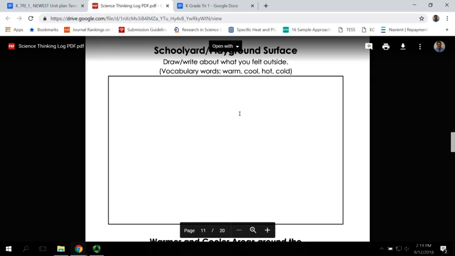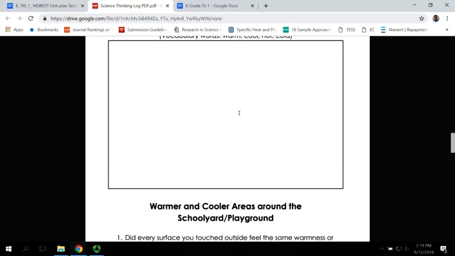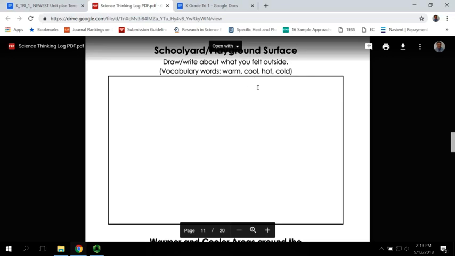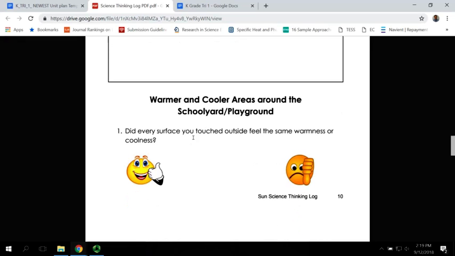So this is page 10, and they're basically just going to go out and feel things around the playground. Obviously, you're going to want to have a conversation with them before that about what's safe to touch and what's not safe to touch. They're just going to draw pictures and maybe label things like warm, cool, hot, cold. So they might draw a picture of the slide and say it's hot or warm, or they might draw a picture of a leaf that's in the shade and say it's cool. So whatever they find out in the classroom.